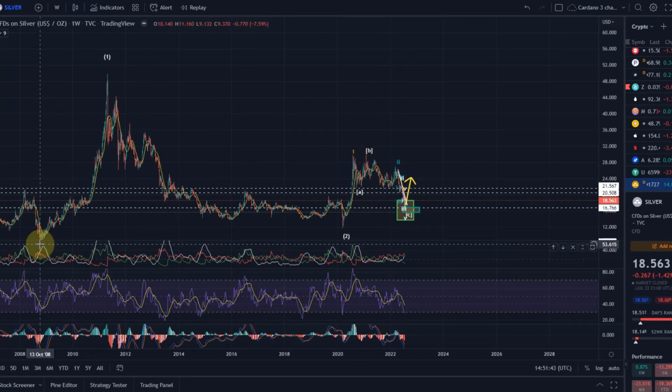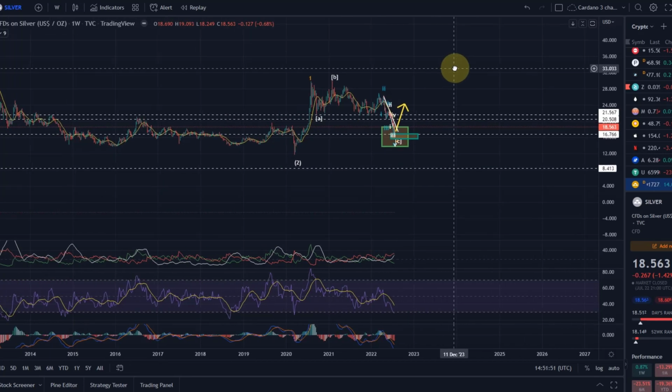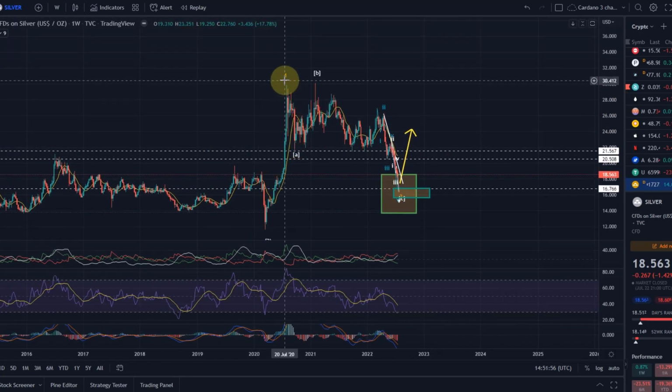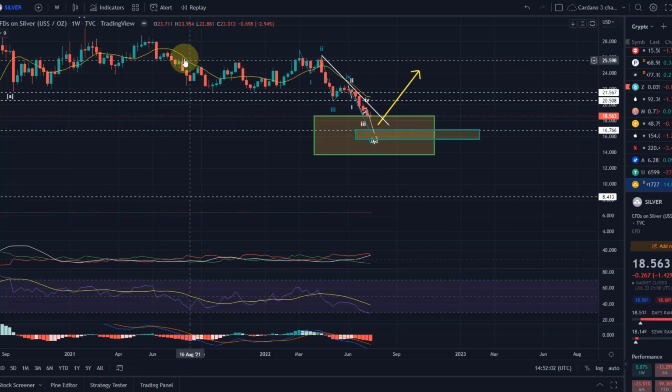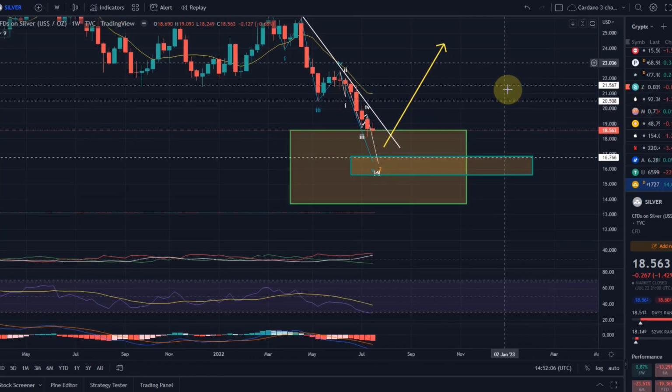So you've got the larger degree 1, you've got the larger degree 2, which are complete. Then the wave 3 in which we currently are. Within the wave 3 you have various subwaves, and in this case you have a wave 1 already complete as a subwave, and we are in this wave 2. And in the wave 2 the question is, have we already seen the low or not? Based on the weekly chart, it doesn't give any bullish indication, yeah.